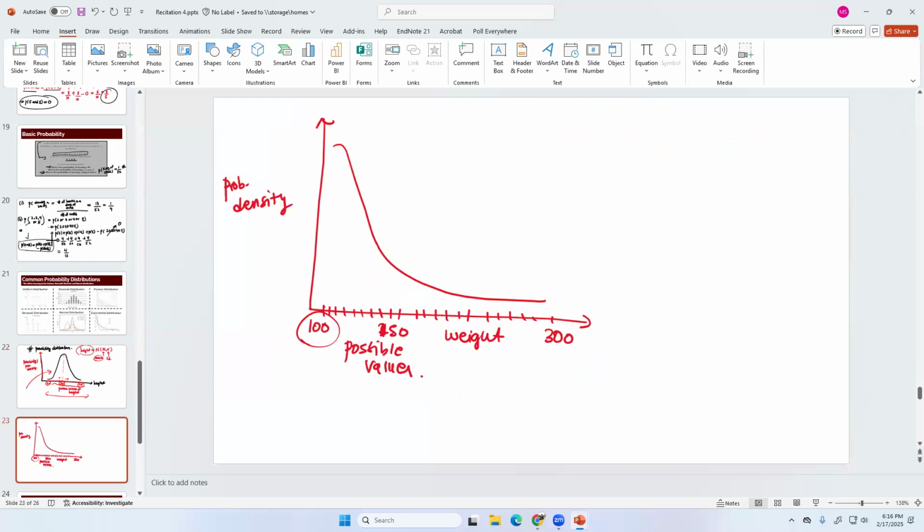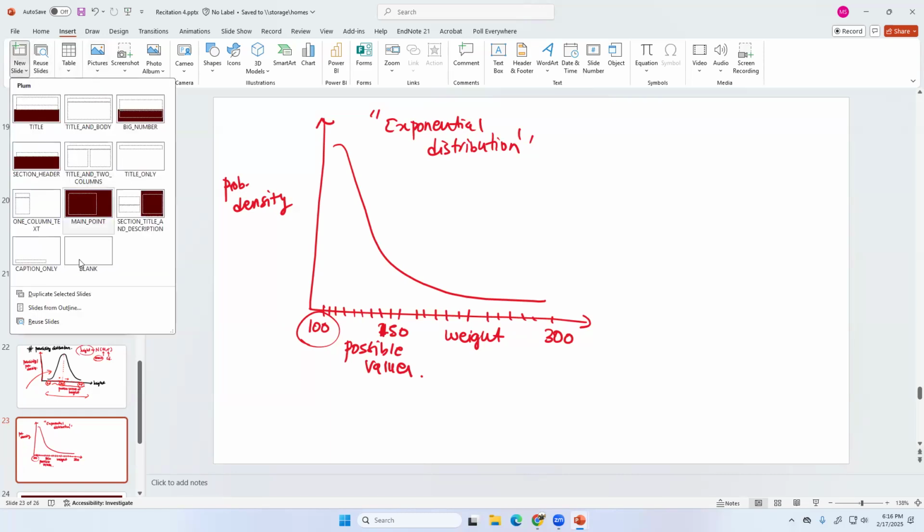And if you have an exponential, this is like an exponential distribution, which we probably don't need in class, but you just have to understand the feel of it. Okay, let me give you one more example.